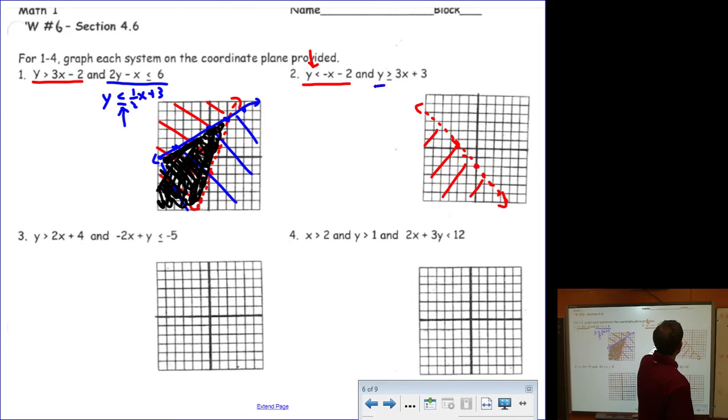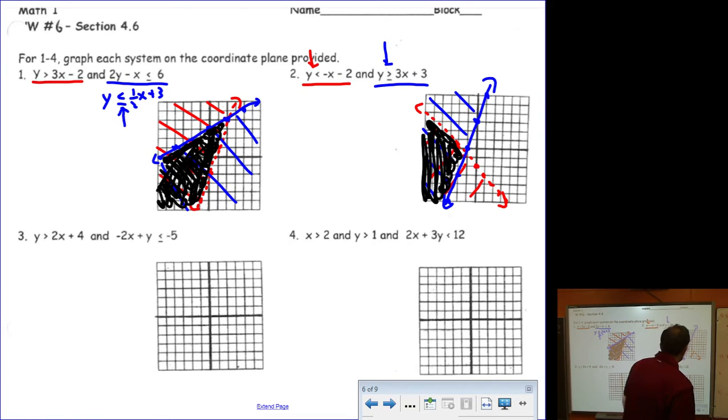The other line is also in slope-intercept form. It's got a y-intercept of 3. It's also got a slope of up 3, right 1, or down 3, left 1. It's going to be a solid line because it's got an or equal to. And it is greater than, so it's going to be above the line. And so my region where my solutions are, the double shaded region, would be that region in there. There's your solutions.